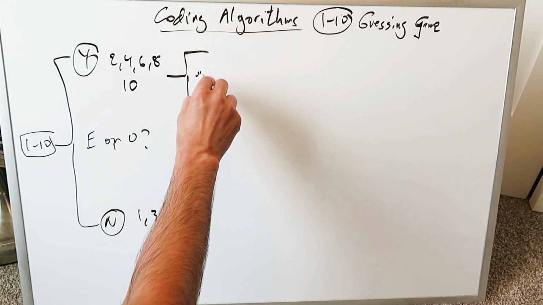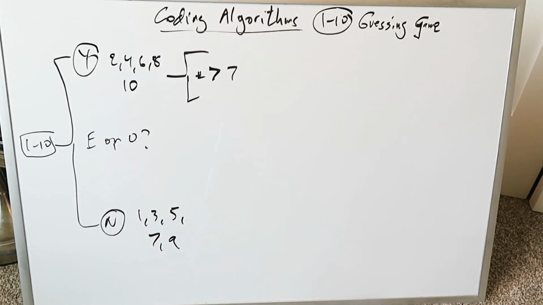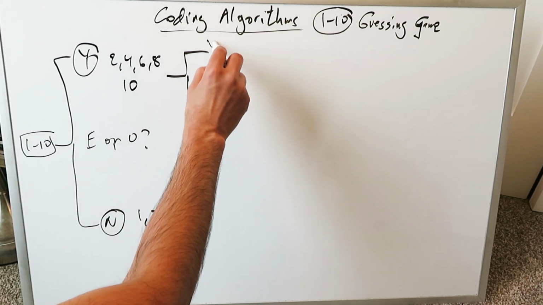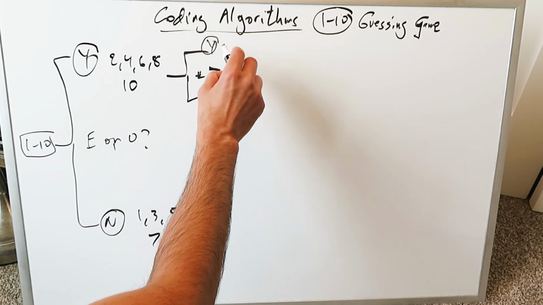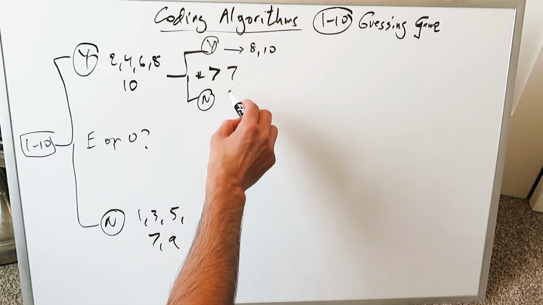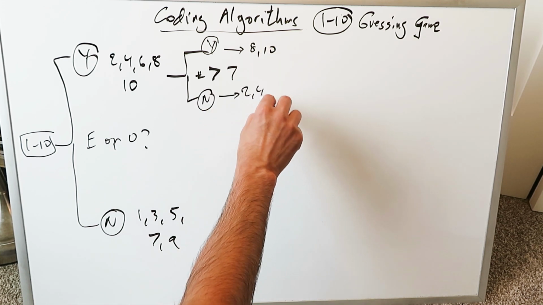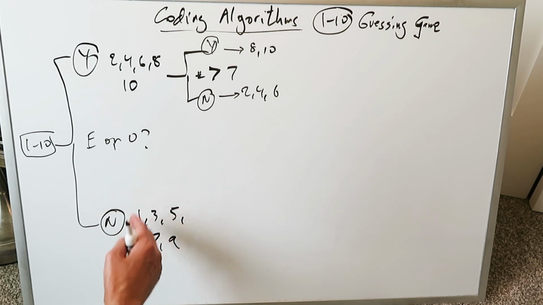Now is the number I'm thinking about, let's just say, larger than 7? If I answer yes to this question, remember the computer can ask me clues, and of course I will answer those. If it's larger than 7, we know it could be 8 or it could be 10. But if the answer is no, it's not larger than 7, we know it could be 2, 4 and 6. Coming down over here, the computer may ask, based on the outcome over here, that it's looking for an odd number because I answered no initially.